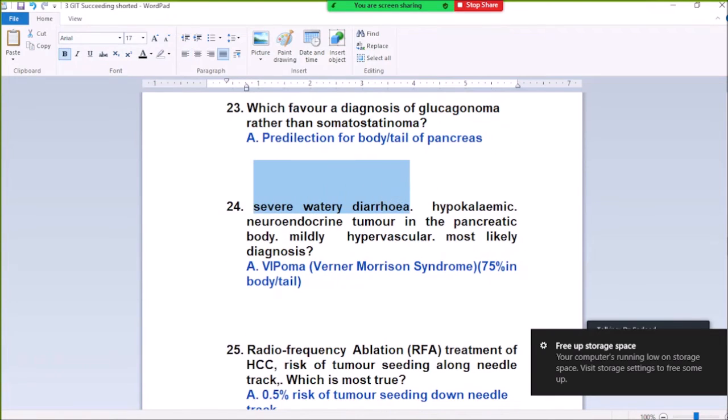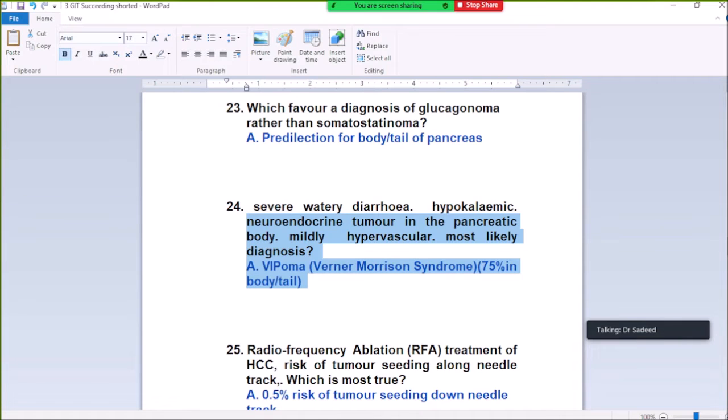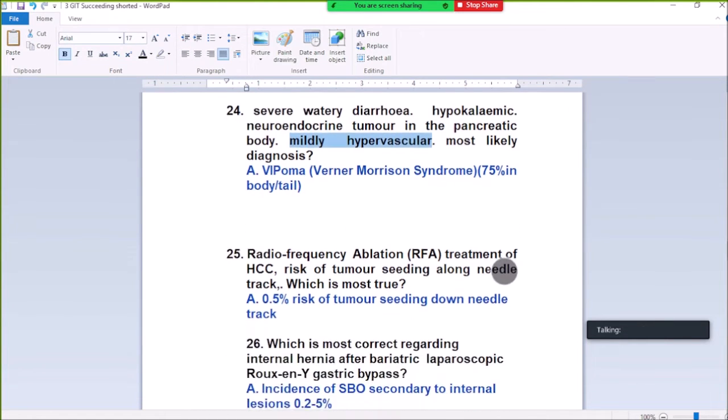Question 24. Severe watery diarrhea, hypokalemic patient. Neuroendocrine tumor in the pancreatic body, mildly hypervascular. Most likely diagnosis VIPoma, because 75% of VIPomas occur in the body and tail of the pancreas, and it causes diarrhea, and it is hypervascular.